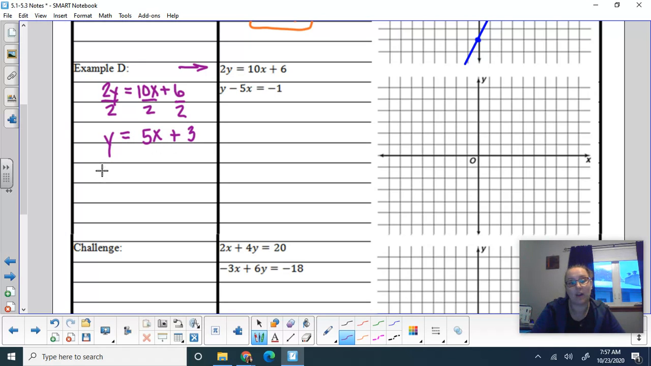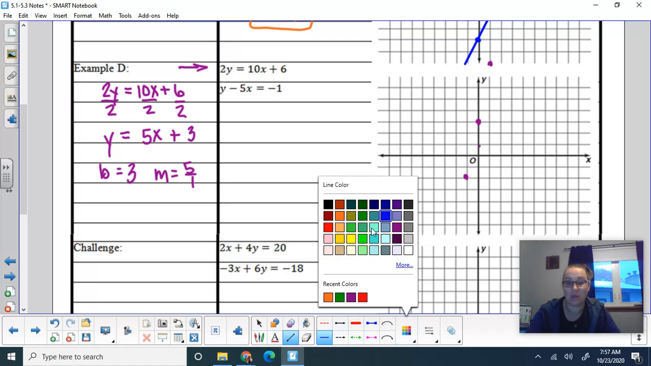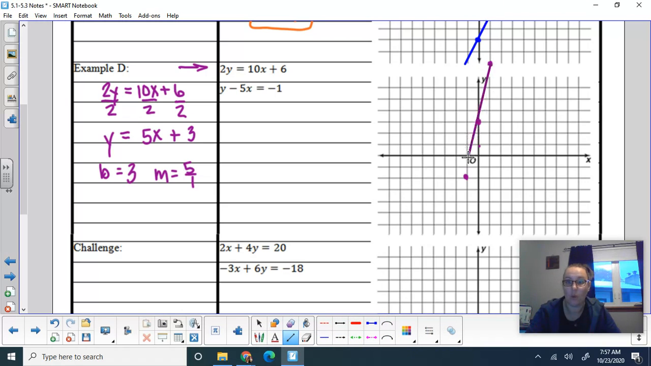Now that y is by itself, I can clearly identify what is my y-intercept and what is my slope. In this case, my y-intercept, or where I start, is 3, and my slope is 5 over 1. Right, so I'm going to go ahead over to my graph. I'm going to start at 3, and then I'm going to go up 5. 1, 2, 3, 4, 5. I'm a little off the graph, over 1. So I'm also going to go down 5 and over 1, just to make sure that my line is able to be seen pretty clearly. And then I'm going to go ahead and connect those dots or points. When I connect those points, I get this line.